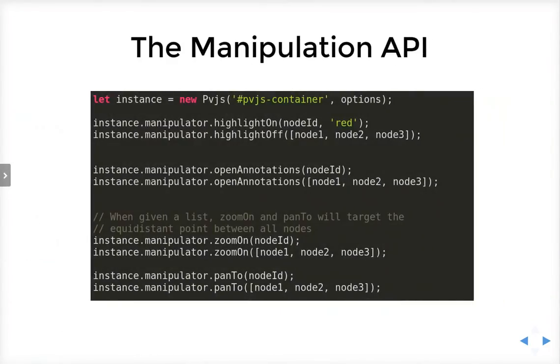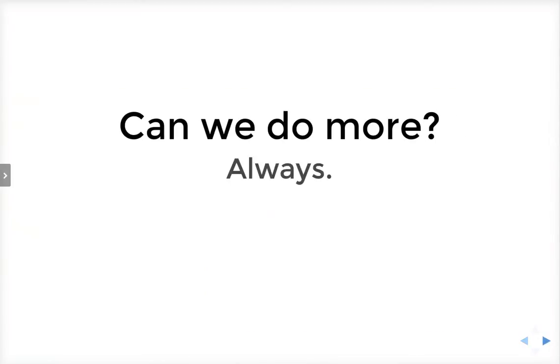I've created a manipulation API within PVJS, and PVJS is the JavaScript library that renders pathway diagrams in WikiPathways. This simple API allows developers to alter the pathway visualization. The description links simply fire one of these API methods, and the API methods such as highlight on or zoom on just take a node ID or a list of node IDs, along with any other parameters that they require. But can we do more than this?